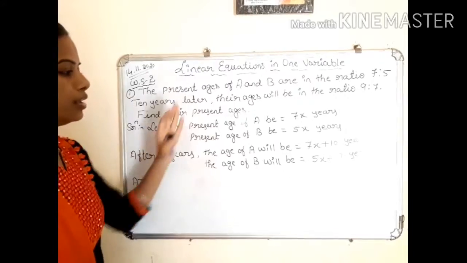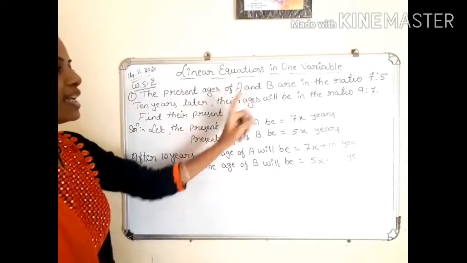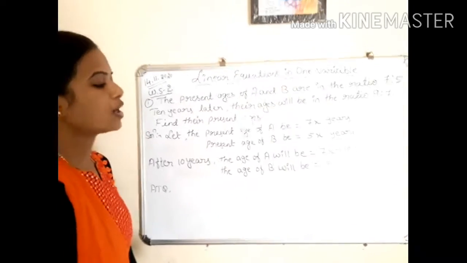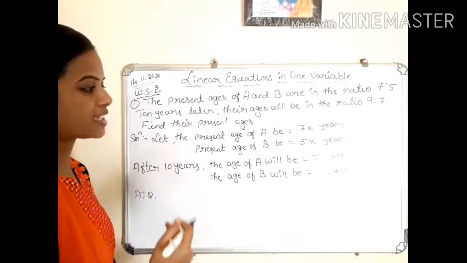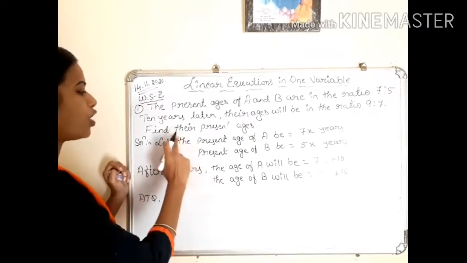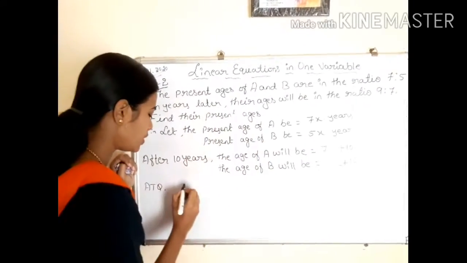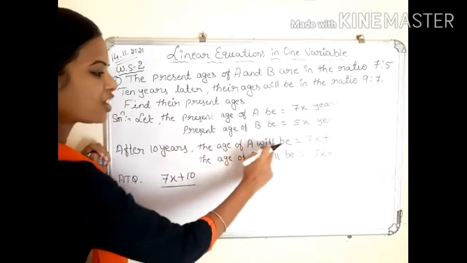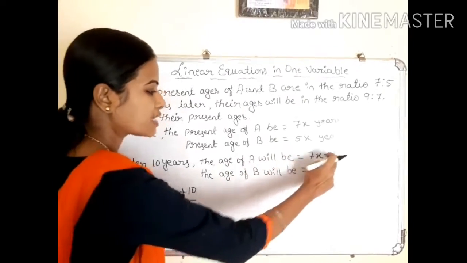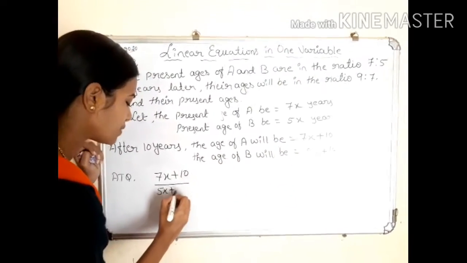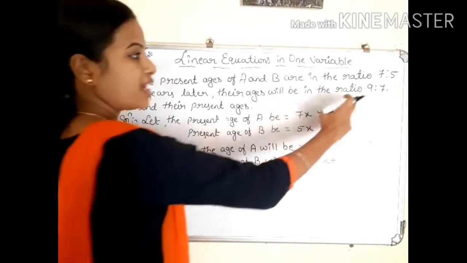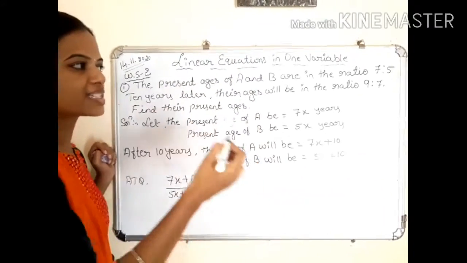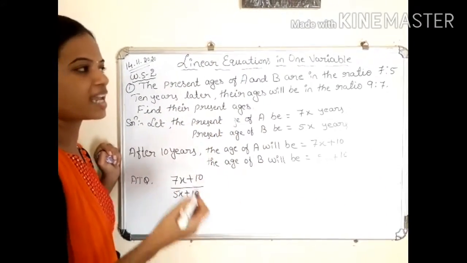Okay. This is the statement they gave, and we wrote it in terms of mathematical symbols and also using variables. Next, according to the question, the ratio they gave: 10 years after, the ages of A and B will be 7x plus 10 divided by 5x plus 10. Why did I divide? They gave it in ratio. Ratio is nothing but division of the quantities. 7x by 5x, 9x by 7x. Like that you have to write.